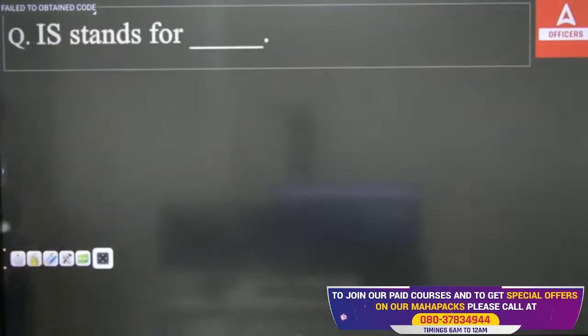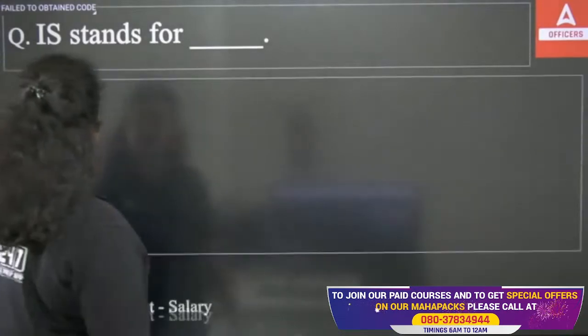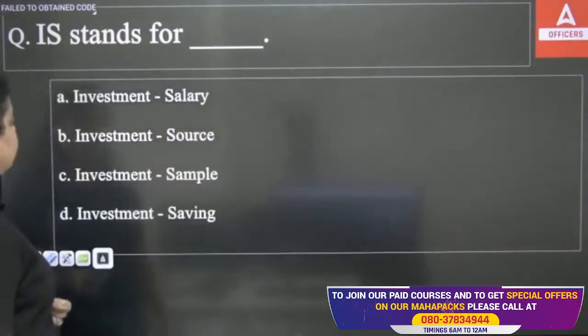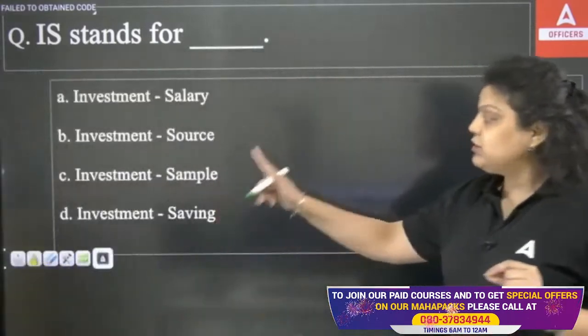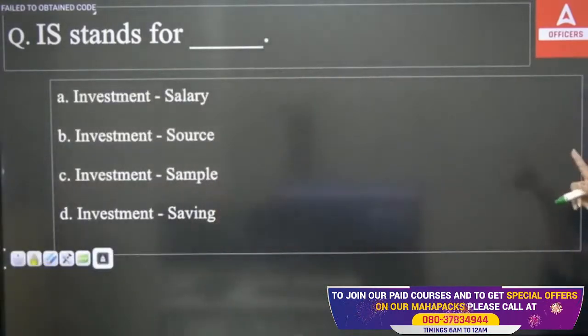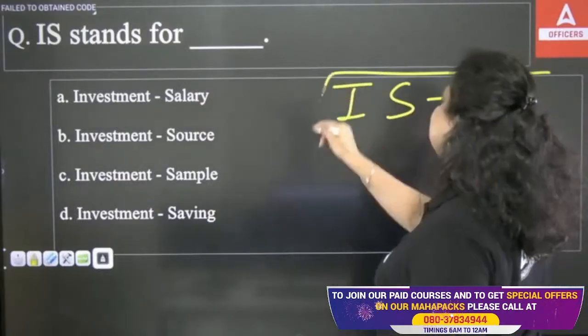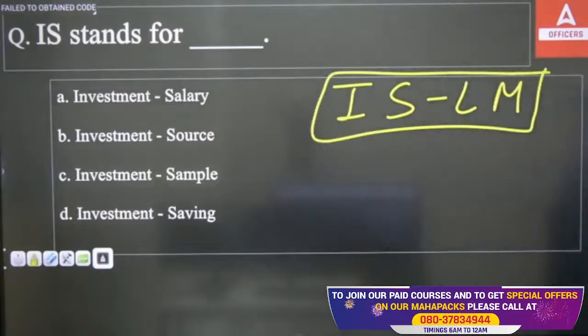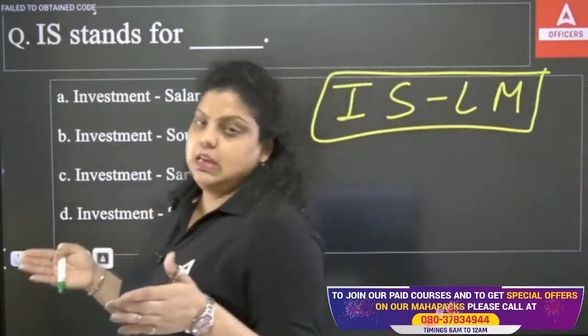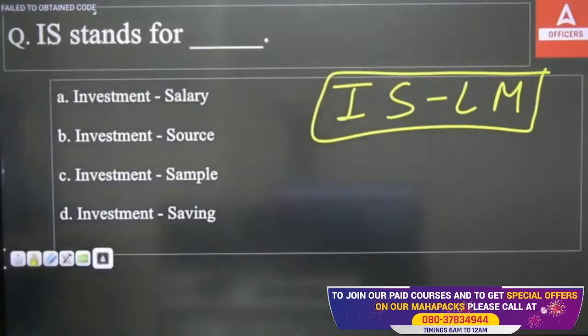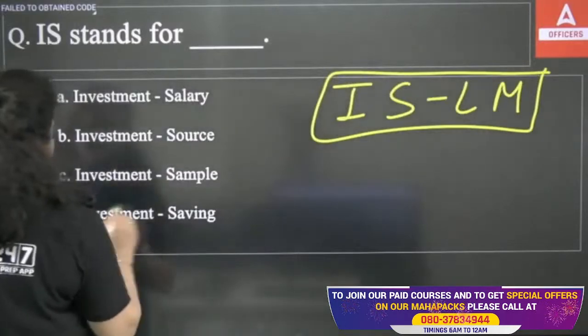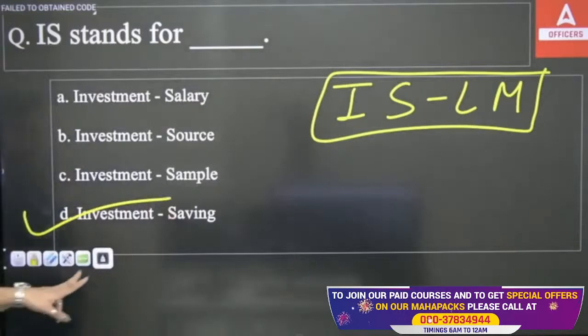Okay, do remember: liquidity preference and money supply equilibrium. Now what does IS stand for? Out of these four, which is correct? First is investment salary, second is investment source, third is investment sample, and fourth is investment savings. We have the ISLM curves, and they relate to each other through certain variables. They intersect at a particular point where demand and supply are equal, where investment and savings are equal. That situation is known as equilibrium. So the right answer here is investment and savings. IS stands for investment and savings.